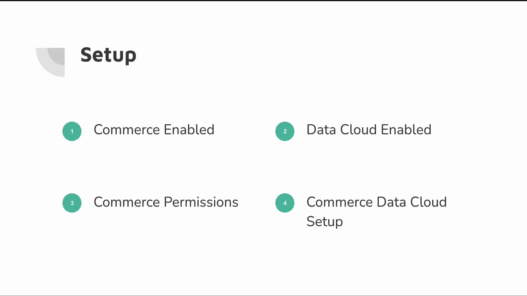The next one is the Data Cloud enablement piece. The third is providing permissions specifically to our use case here, for the commerce use case, I should say. And fourth is the Commerce Data Cloud setup. And at a surface level, the four are pretty straightforward, but they're actually a little bit more in depth as you get into 3 and 4. So we're going to spend a little bit of time there.